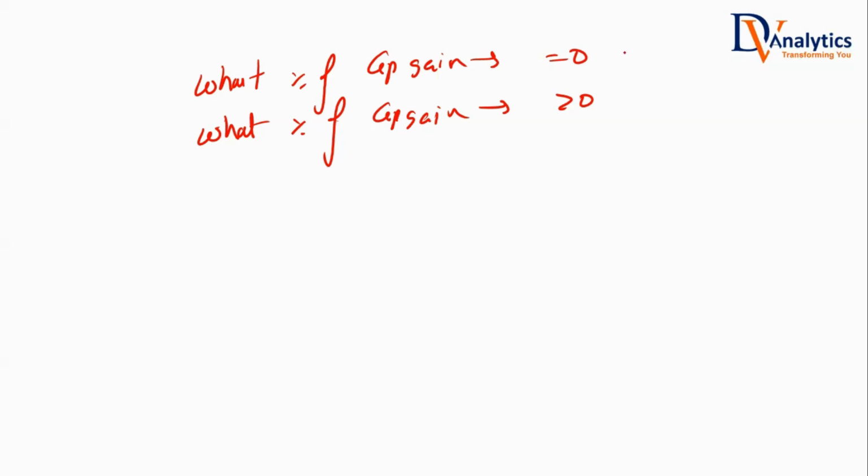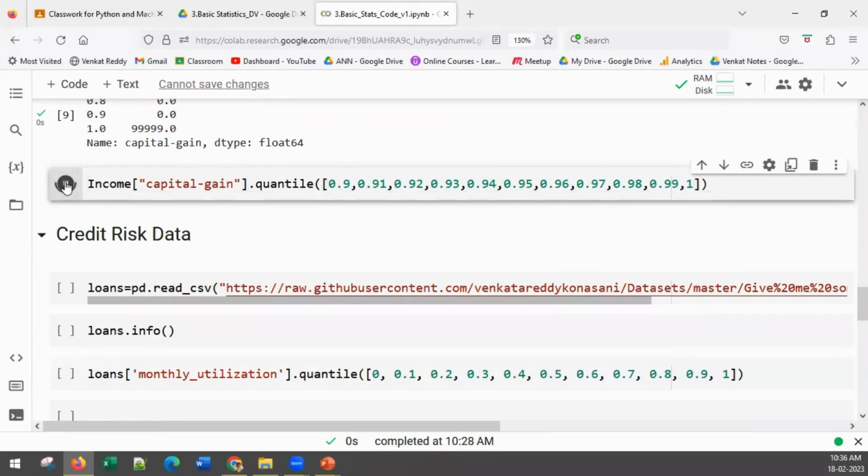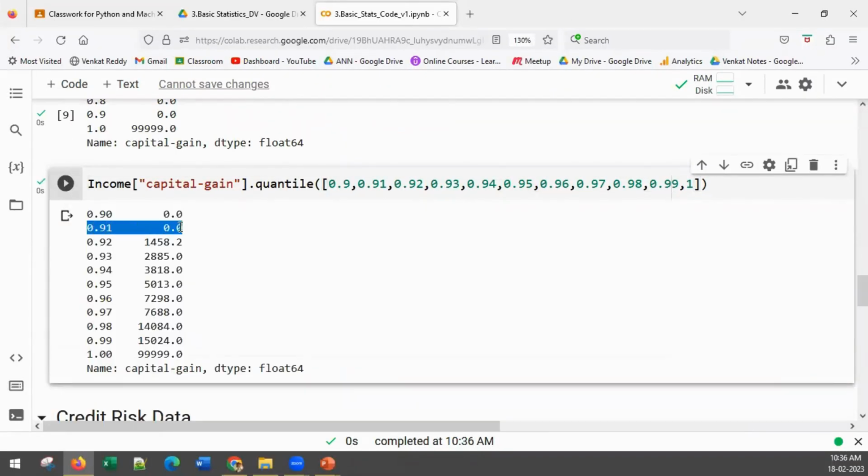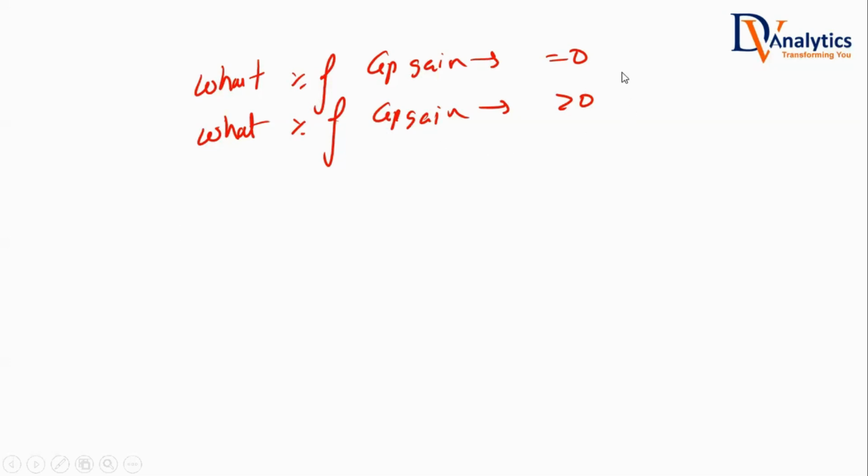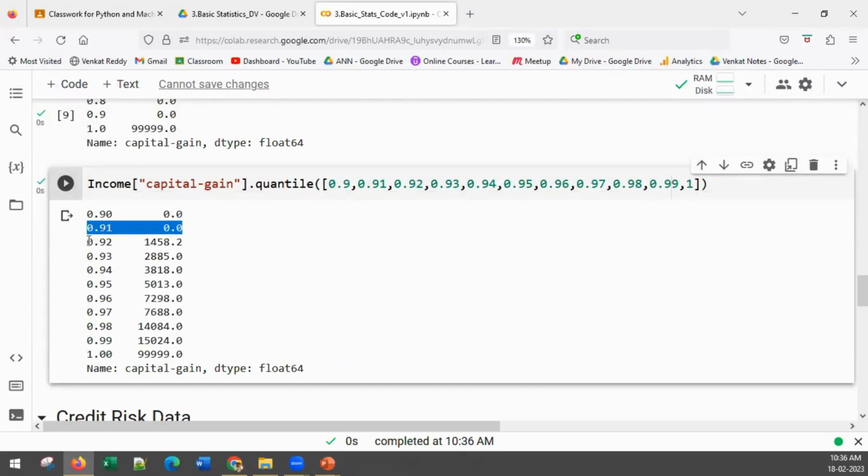How much percent of the data is 0? 91% of the data is 0. Yes or no? Sir, 92. 92% of the data is 0 at the 92 percentile.